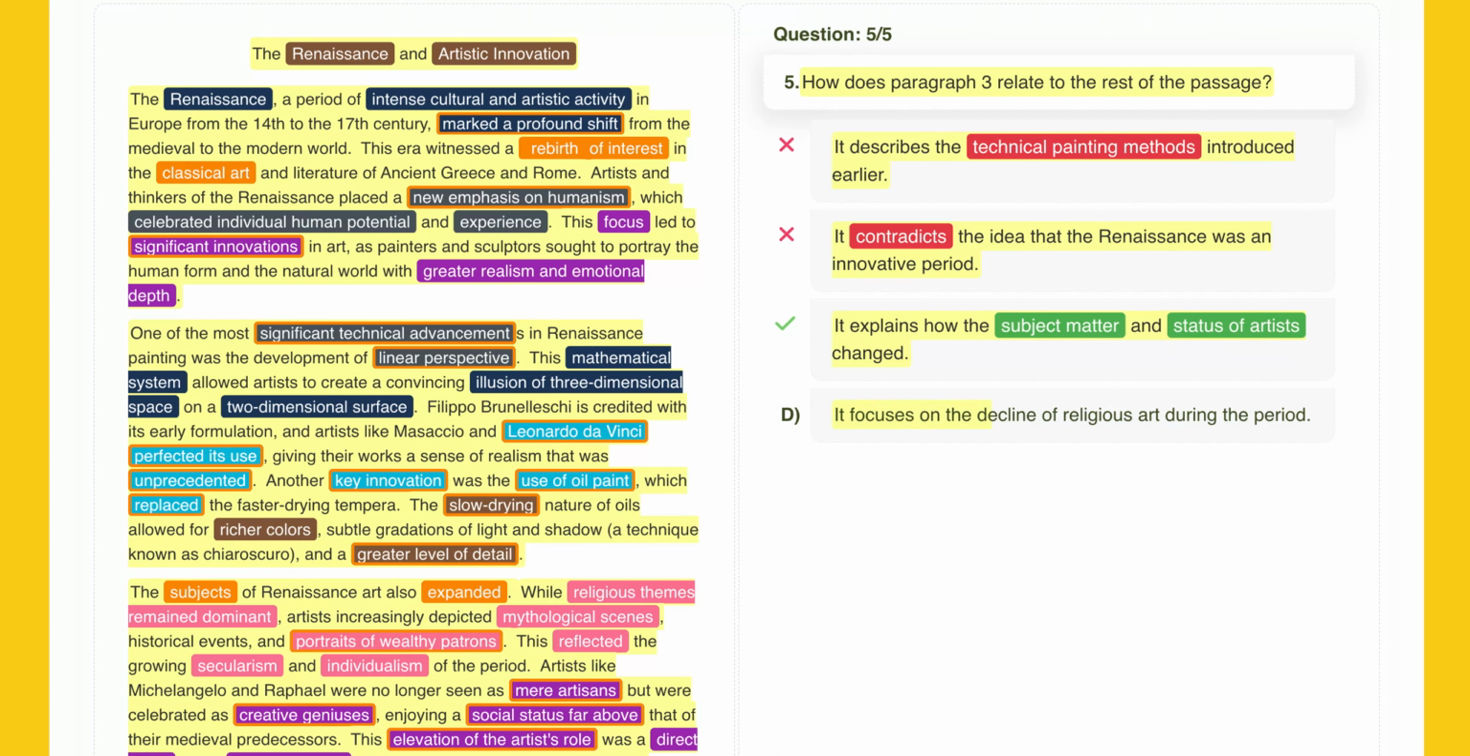It focuses on the decline of religious art during the period. Option D is too extreme. It mentions the decline of religious art. However, the passage explicitly says religious themes remained dominant. It didn't decline. Other subjects just grew alongside it. Incorrect. Here, the correct option is C, which shows that once we understand the main idea of the text, identifying the correct answer becomes much more straightforward.